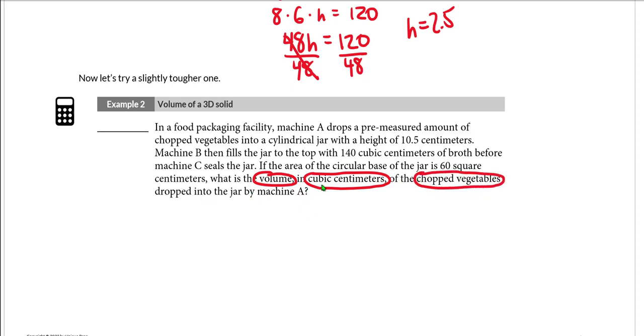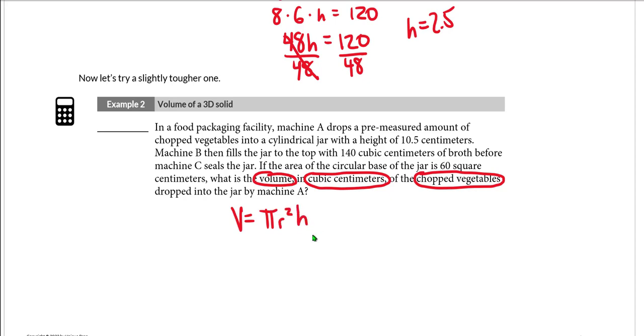Okay, bunch of stuff going on here. Let's see, where do we want to start? I think the way that we're going to do this is we're going to find the total volume of the jar, and then we're going to subtract out the volume of the broth, and then that will give us the volume of the chopped vegetables.